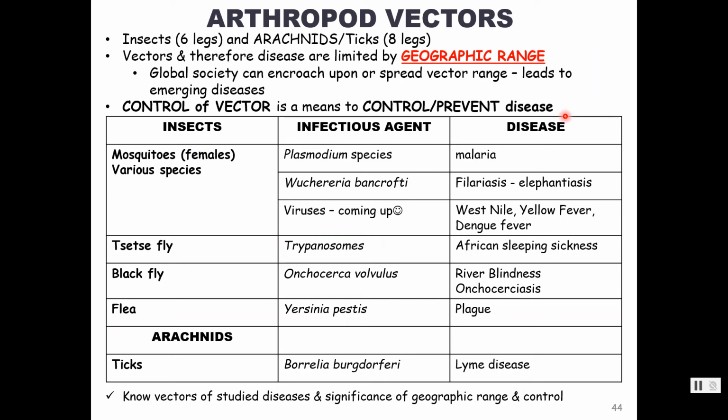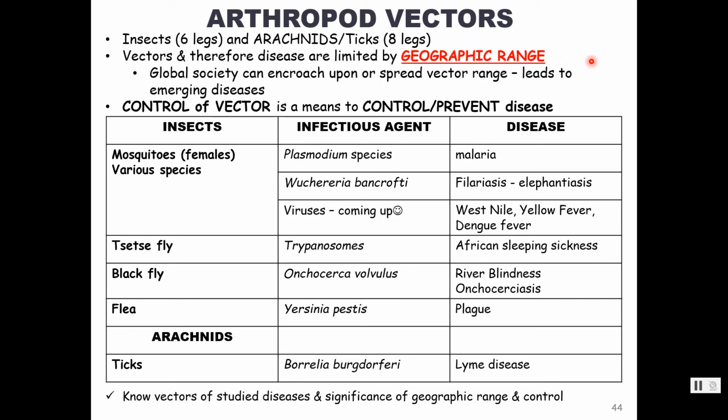Okay, so we've made it through all of our helminth parasites, and so we just have arthropod vectors left. And we've talked about a vector and its job in transmission of disease. So arthropods include insects and arachnids. Insects, by the way, have 6 legs. Arachnids are like spiders or ticks. They have 8 legs. The vectors, and therefore the disease, are going to be limited by the geographic range of the vector. And usually if you can eliminate the vector, you will eliminate the disease.